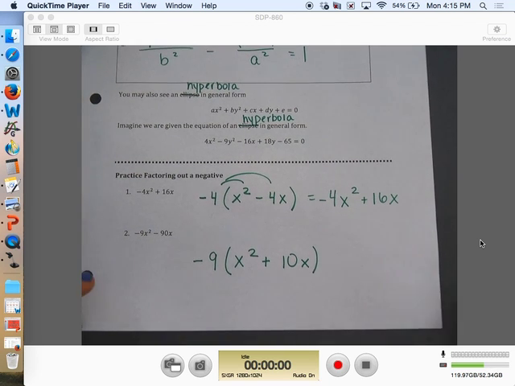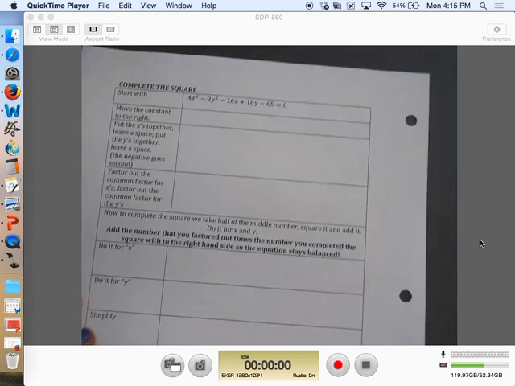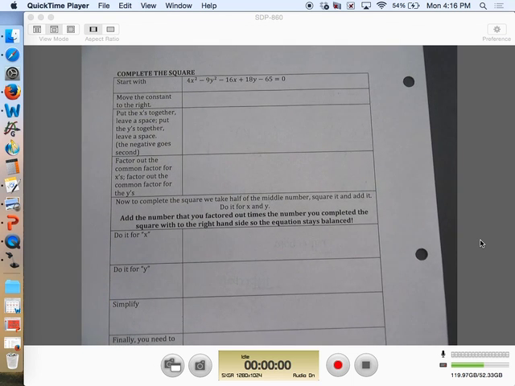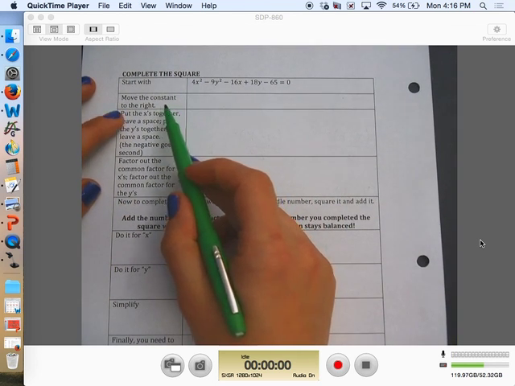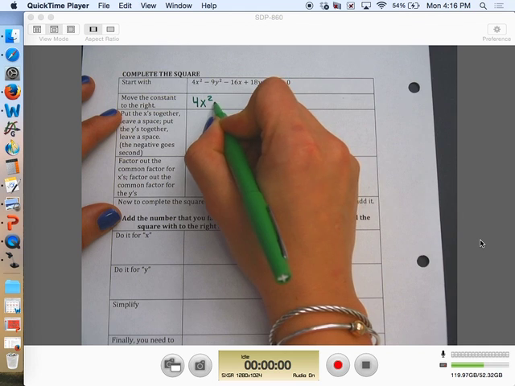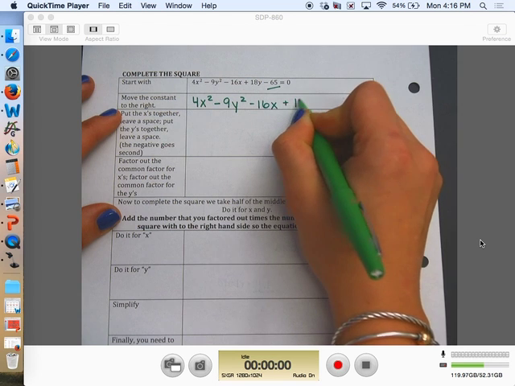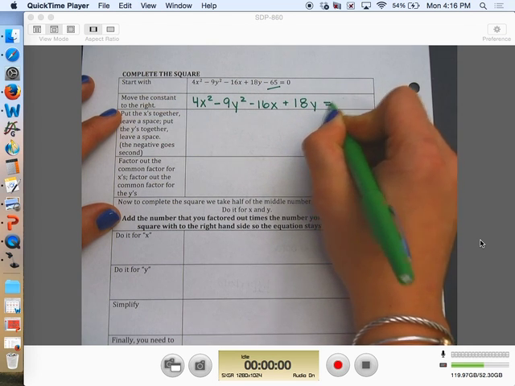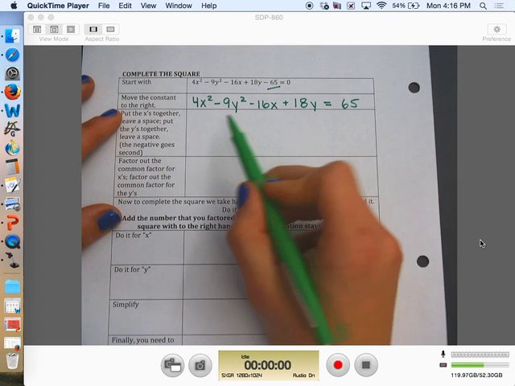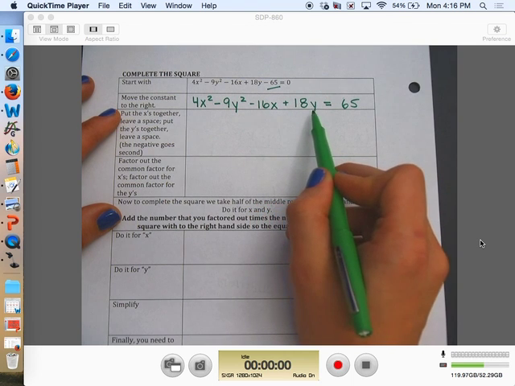Now turn over your paper and we are going to do a practice problem with completing the square for a hyperbola. Our first step is to move the constant to the right. I now have 4x squared minus 9y squared minus 16x plus 18y is equal to 65.